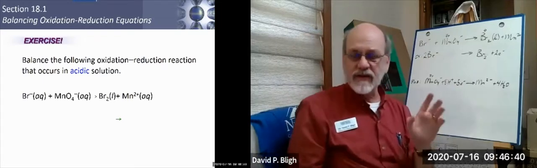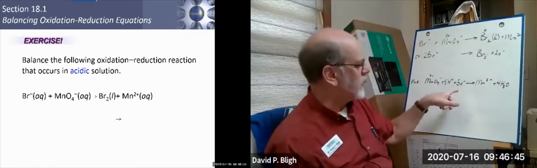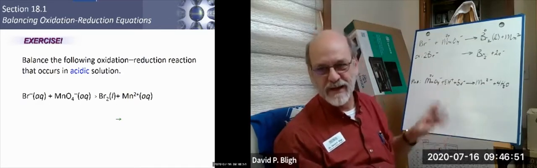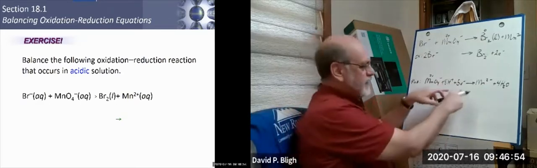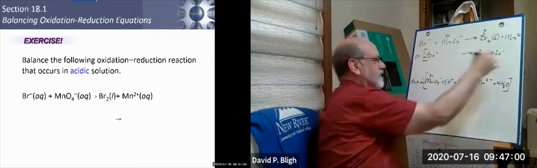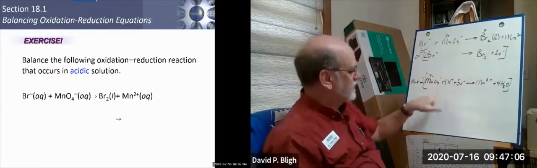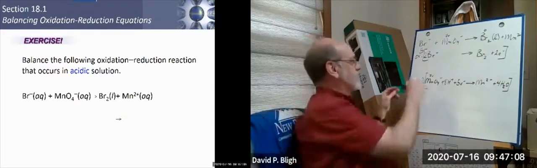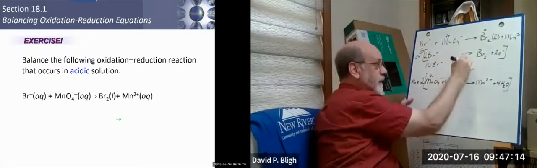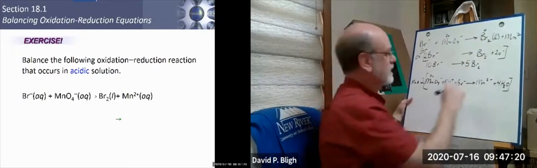So now we need to balance the electrons between the 2 so that we can add them together. What do you do when you have an even and a prime number? Cross multiply. So you multiply this one times 2 and this one times 5. That'll give you 10 electrons here, 10 electrons there. So we have 10 bromide, excuse me, 5 elemental bromine, and we have 10 electrons.